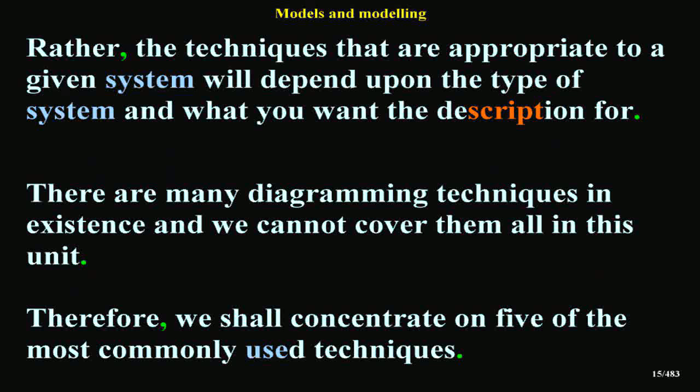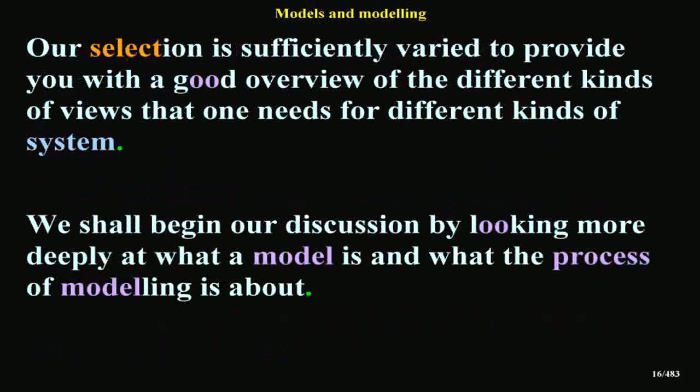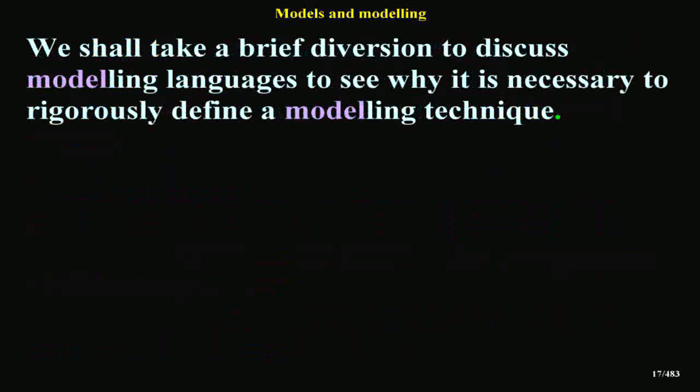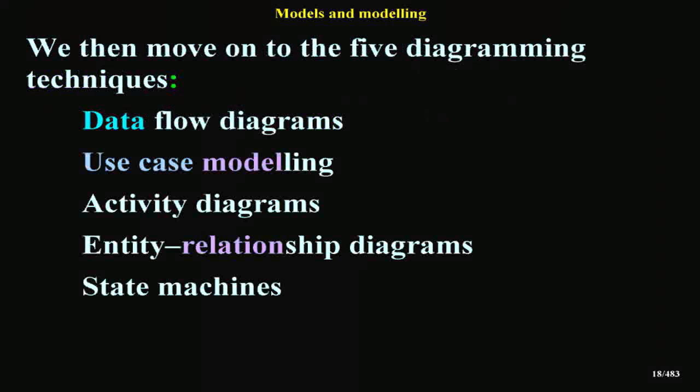Therefore, we shall concentrate on 5 of the most commonly used techniques. Our selection is sufficiently varied to provide you with a good overview of the different kinds of views that one needs for different kinds of system. We shall begin our discussion by looking more deeply at what a model is and what the process of modeling is about. We shall take a brief diversion to discuss modeling languages to see why it is necessary to rigorously define a modeling technique. We then move on to the 5 diagramming techniques: data flow diagrams, use case modeling, activity diagrams, entity relationship diagrams, state machines.